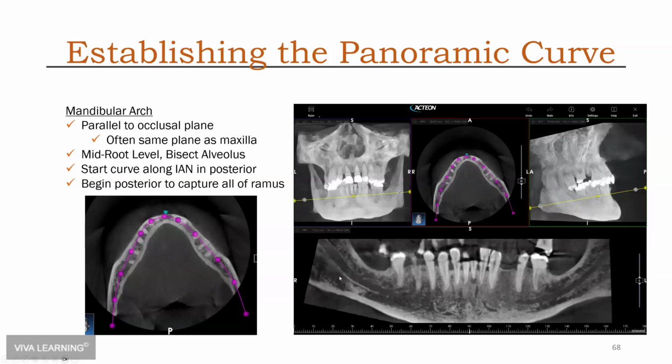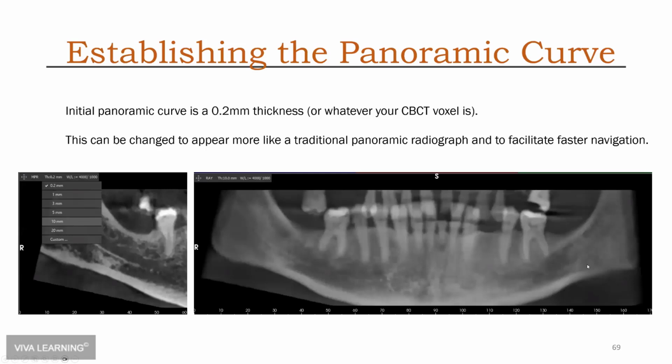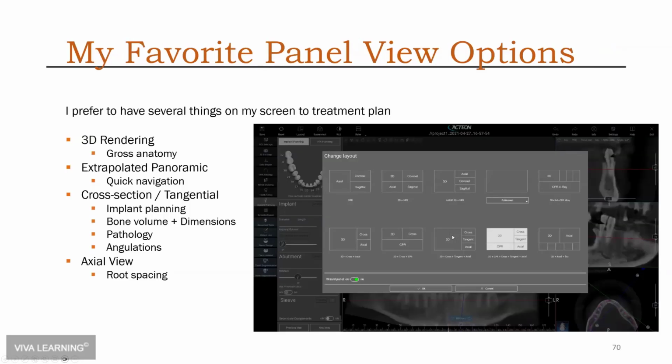And ideally, if you can, take the time to line up these nodes to give you a really clear view of the nerve. Not necessary, but it makes the next step a little bit faster if you're not using AI. So we have our pano curve. Our initial curve was whatever the voxel is. So we simply change the thickness to something we're more used to reading in the panos, 10 or 20 millimeter focal trough. And now we have an extrapolated pano, if you will, that we can very easily navigate.